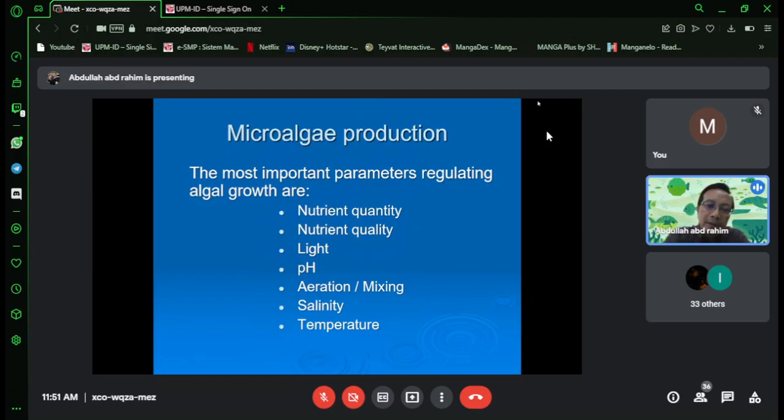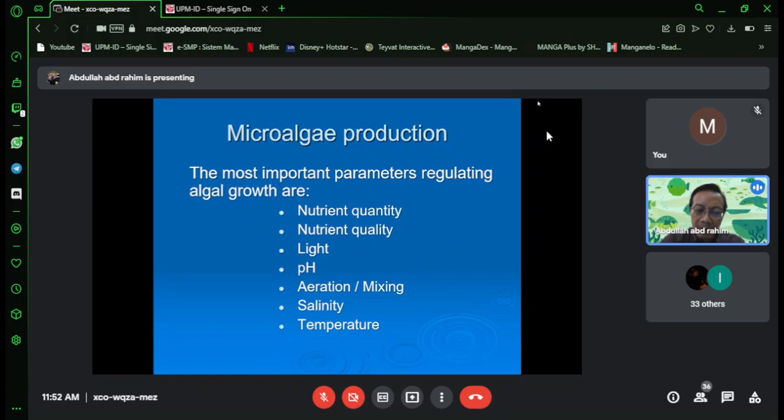All right. When you look at microalgae production, there are very important parameters to look at. One is the nutrient quantity, how much nutrient that you need to give to your microalgae. The other one is nutrient quality. Then light, very important, right? Because microalgae has to go through photosynthesis, you need light. pH is also key, because if the pH is too high or too low, they will die. The pH should be around neutral or slightly more than neutral. You need aeration. If you don't have enough aeration, they will die also because of what we call self-shading. They will shade one another, especially when they are very high in abundance. Salinity, very important also, depends on the species.